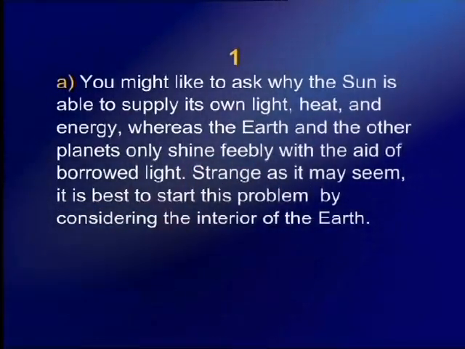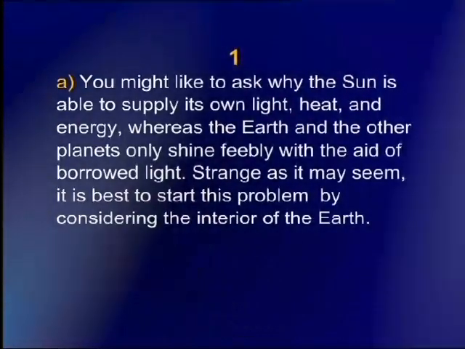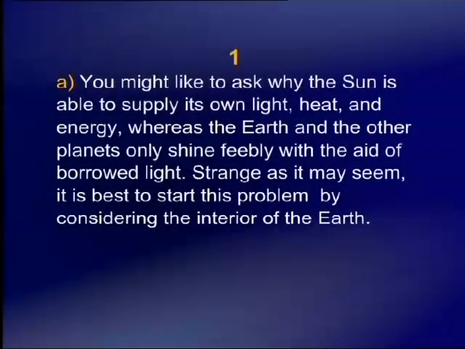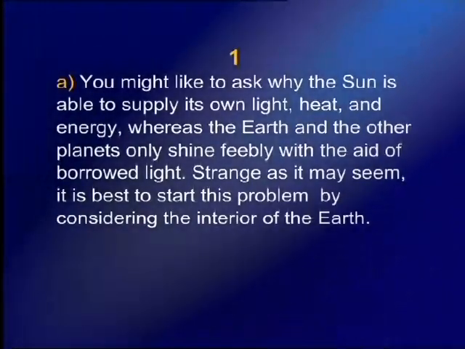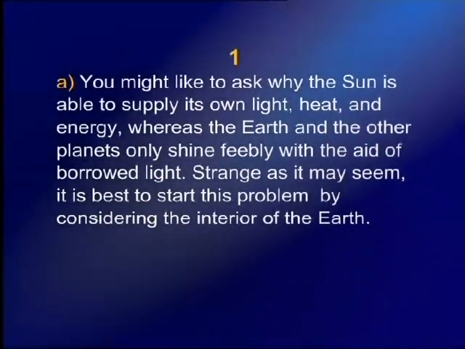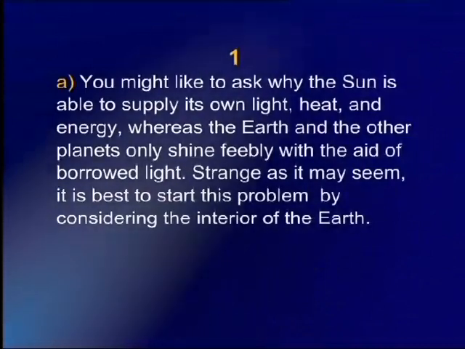You might like to ask why the sun is able to supply its own light, heat and energy, whereas the earth and the other planets only shine feebly with the aid of borrowed light. Strange as it may seem, it is best to start this problem by considering the interior of the earth.